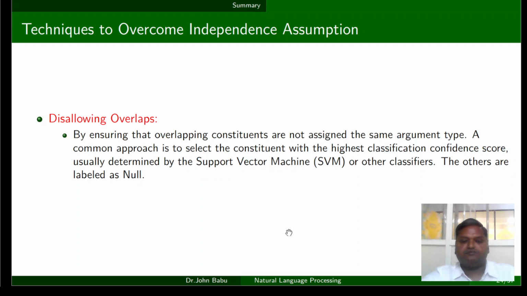Firstly, we can put a restriction that we will not be allowing overlapping of the argument classification. So you know that we are using SVM, and SVM will predict the probability of labeling a particular argument as argument 1 or argument 2. So when we take the output from SVM, the highest classification confidence, the highest probability label will be assigned, and all other labels will be labeled as null. So only one will be taken so that there will not be any overlap.